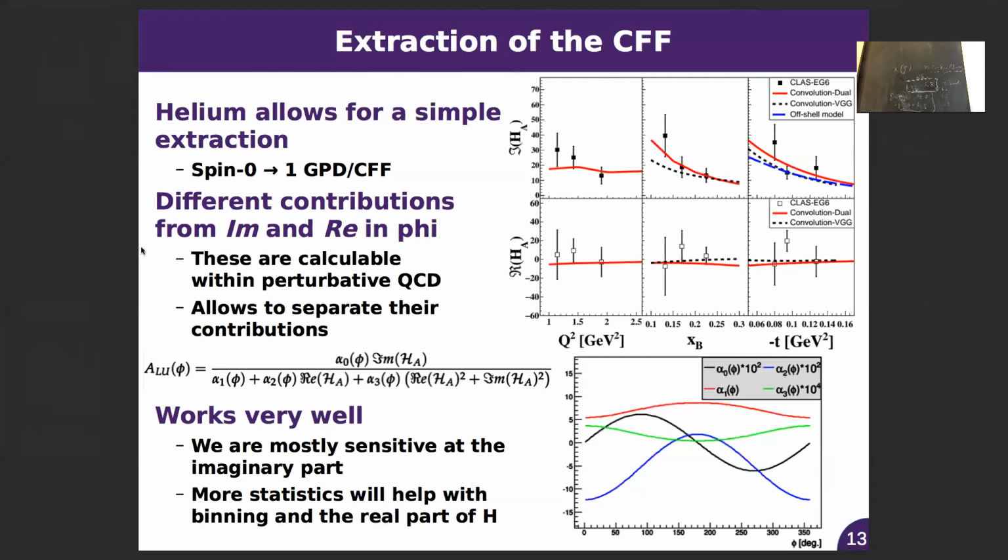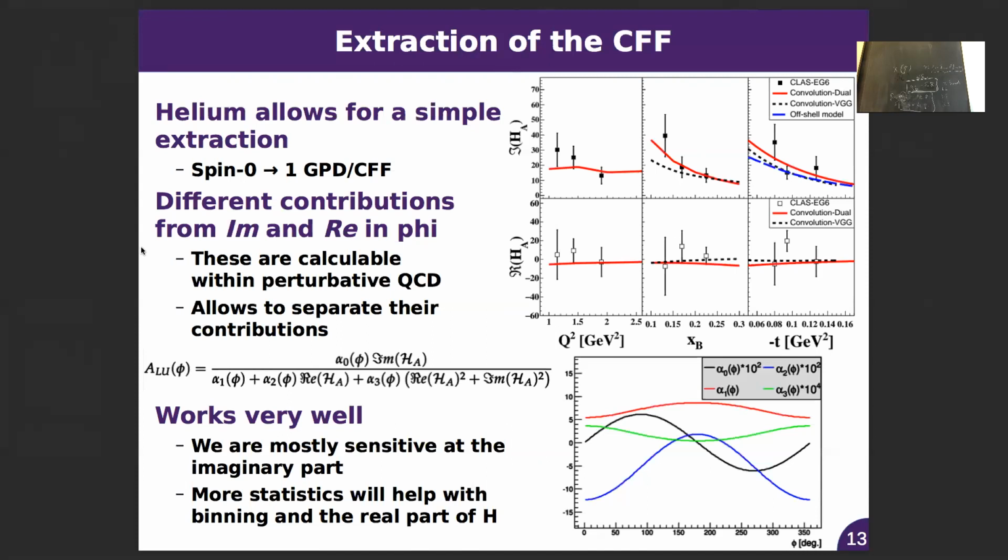And when you do the fit, here you can see the different contributions. You have the cos phi and the sin phi contributions. The black one, the sin phi, is the dominant one. It's the one that goes with the imaginary part. And that means you extract the imaginary part very nicely, immediately. The real part comes from this alpha 2 contribution, so it's a cos contribution that is a bit more difficult to extract, mostly because it's small.